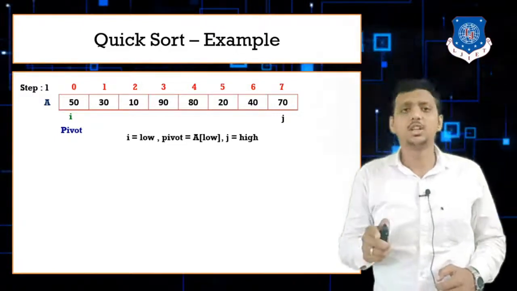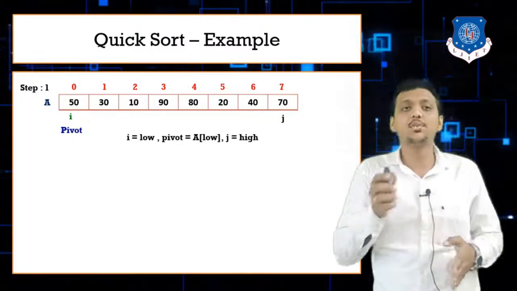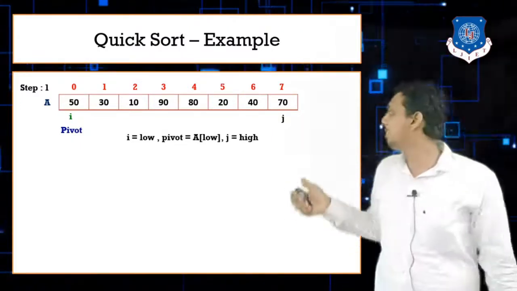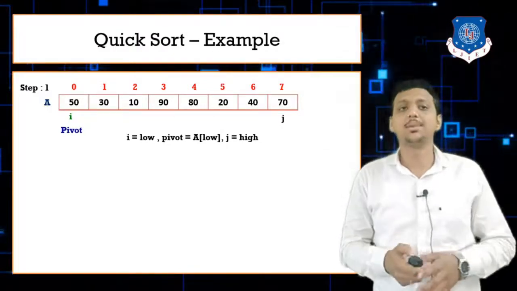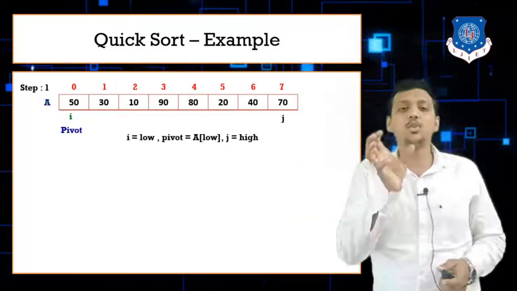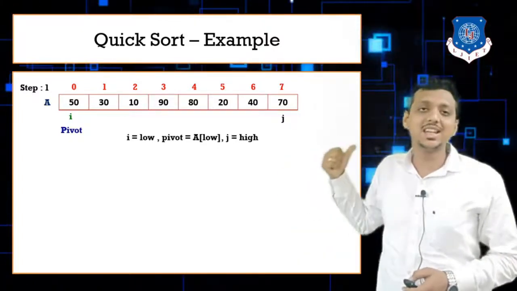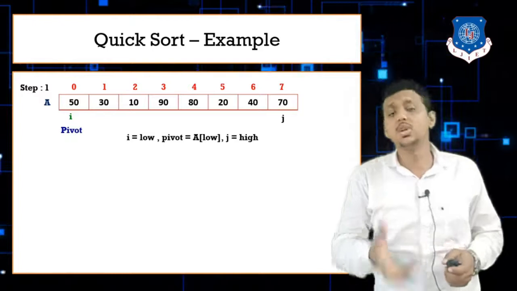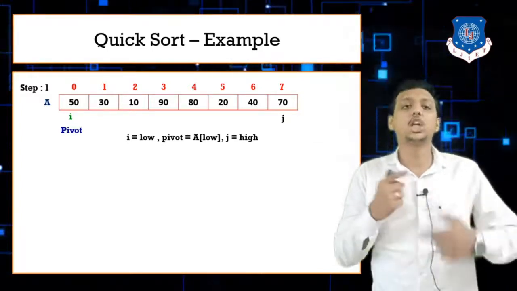And our pivot is nothing but A of low. That means pivot is where I is. So pivot contains the value of A of low. Fine. So I is at 50, j is at 7. That means I is at low, j is at the high position. Now just start your algorithm.